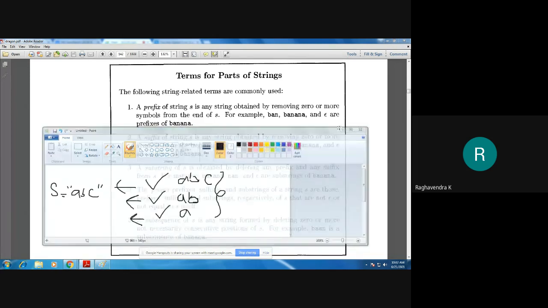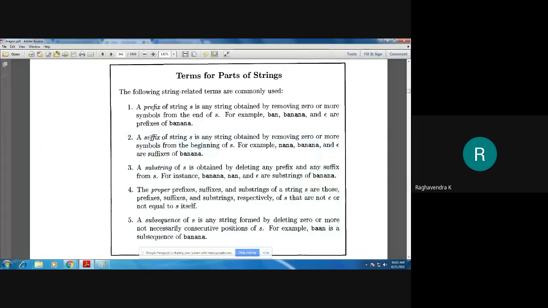Let us now look at the second definition, which is suffix. It is exactly the opposite of prefix. A suffix of string S is any string that is obtained by removing zero or more symbols from the beginning. So it's exactly the opposite of a prefix.